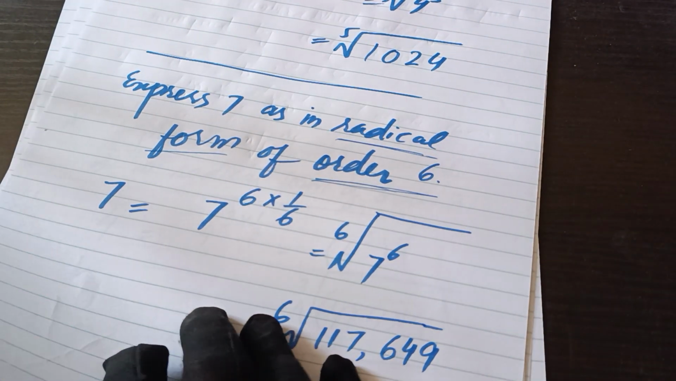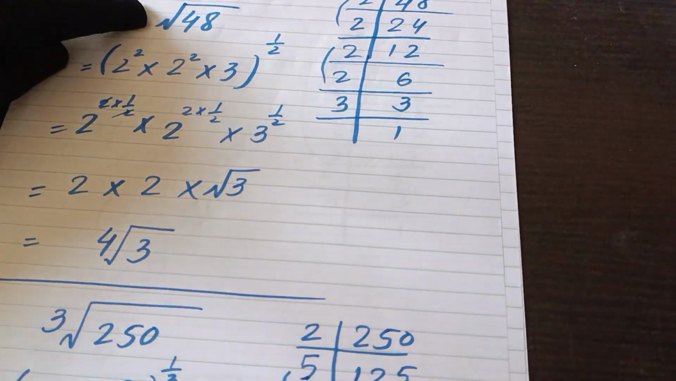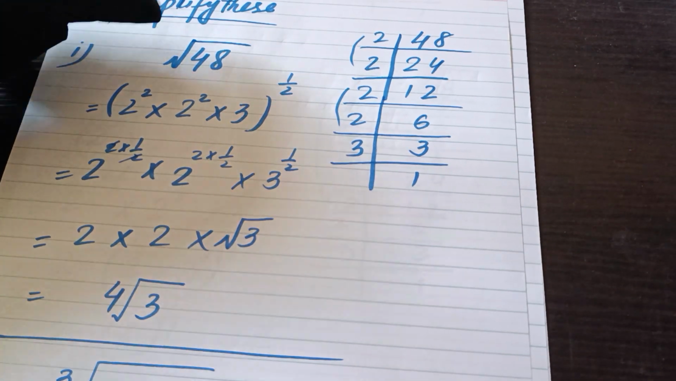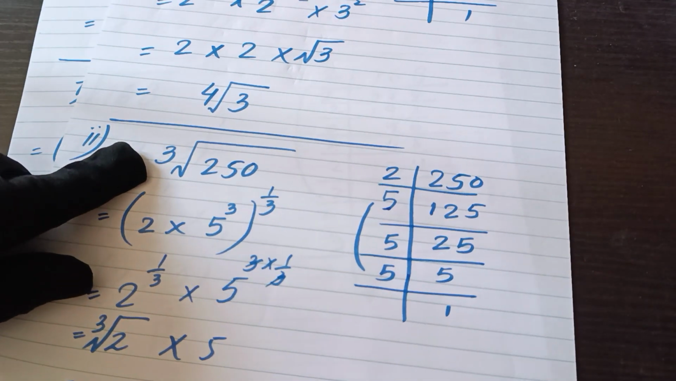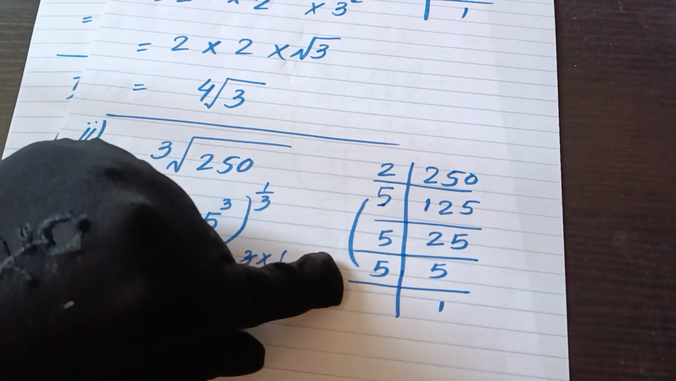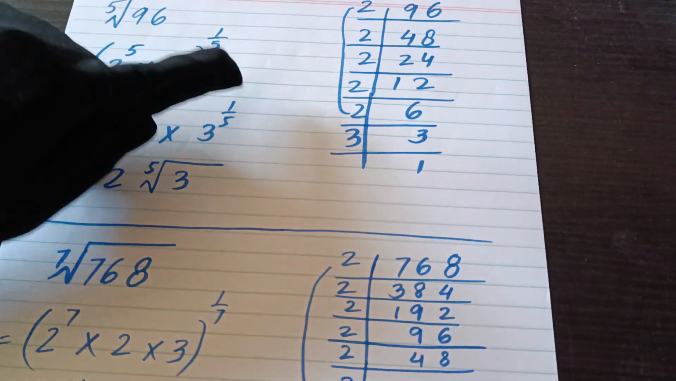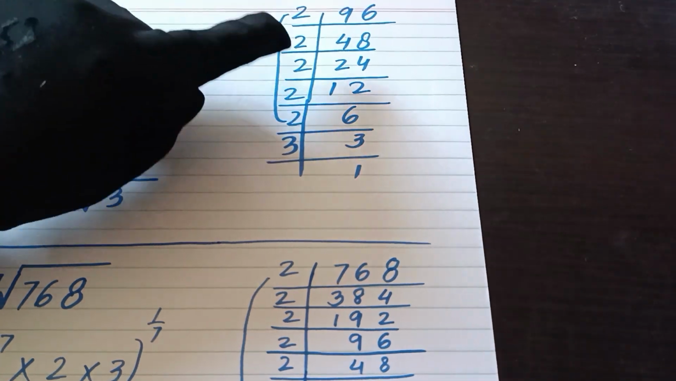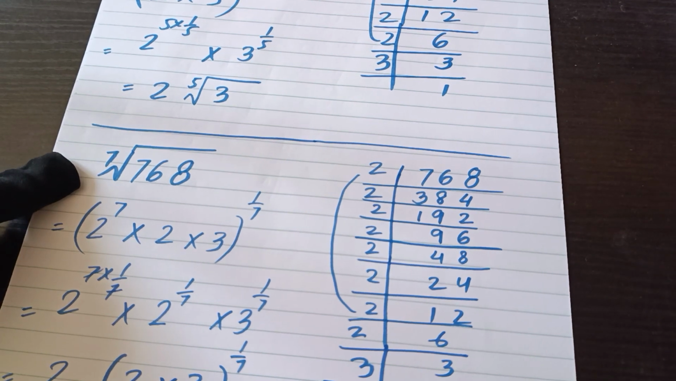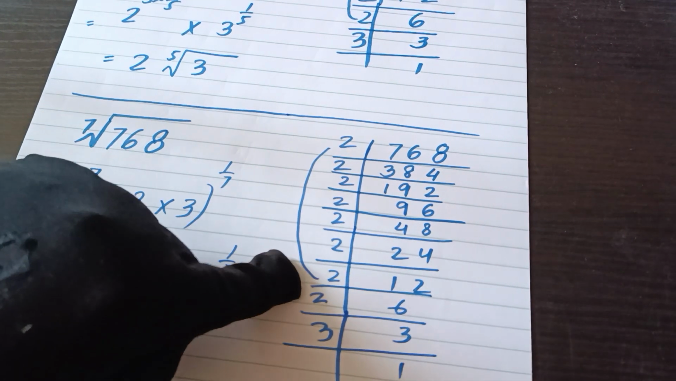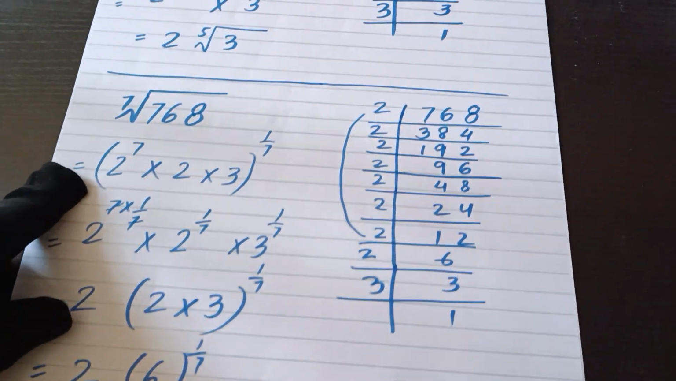After that, I solved a few questions related to radical expressions. How to simplify the square root? I solved after doing factorization, taking a pair of two numbers. For the cube root, I solved after factorization, making sets of three numbers. I also solved a question with the fifth root: I made the factorization, then took a set of five numbers and simplified. Then I took a number with the seventh root, tried sets of seven numbers, and simplified in the same way. Thank you so much.